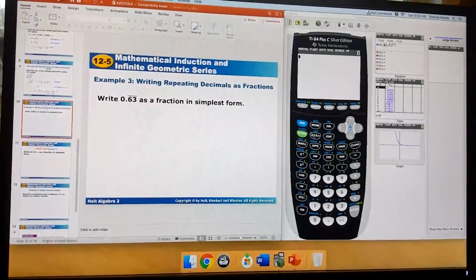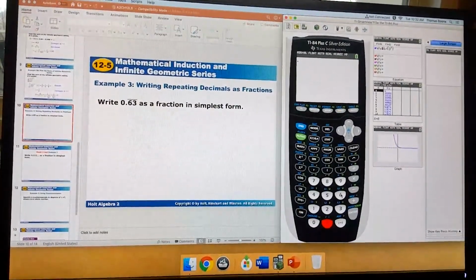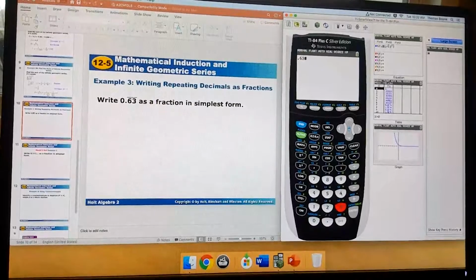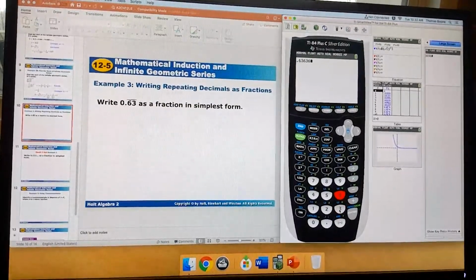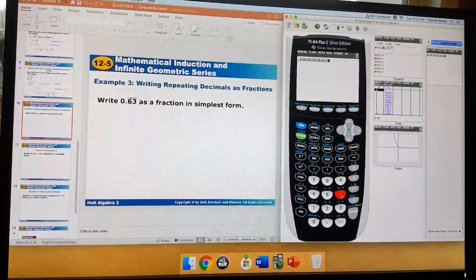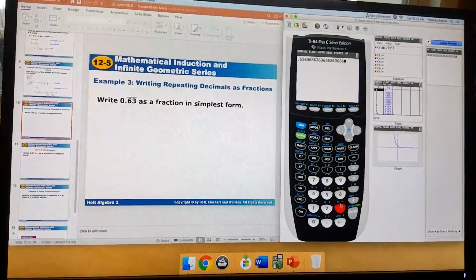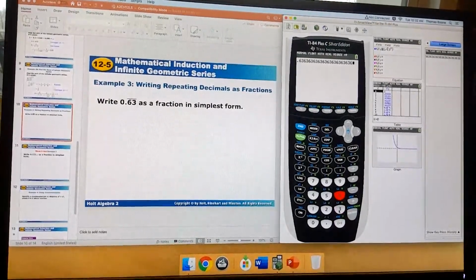So here's what you do on the calculator right over here. We're just going to type this in, 0.63. And what we're going to do is just keep going, 6, 3, 6, 3. We're going to fill up that whole first line with that. Well, obviously you got to stop at some point, but fill up that whole top line, 6, 3, 6, 3, 6, 3. Okay, all right, we got it.